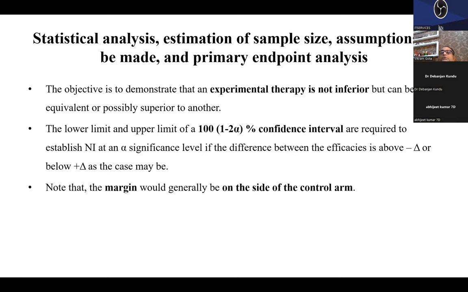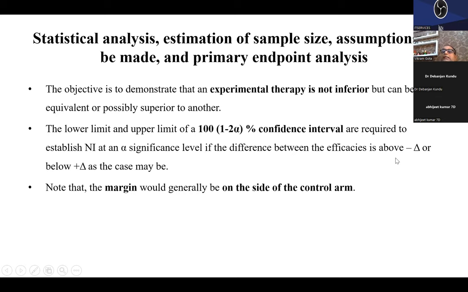Now, the confidence interval that you calculate is given by 100 into 1 minus 2 alpha. Generally, because it is a one-sided hypothesis, you will take alpha to be 0.025, or 2.5%, if you want to calculate the outcomes at a 95% confidence interval. So if your alpha is 0.025, 2 into 0.025 is 0.05, and 1 minus 0.05 gives 95%. So this will give you the 95% confidence interval.